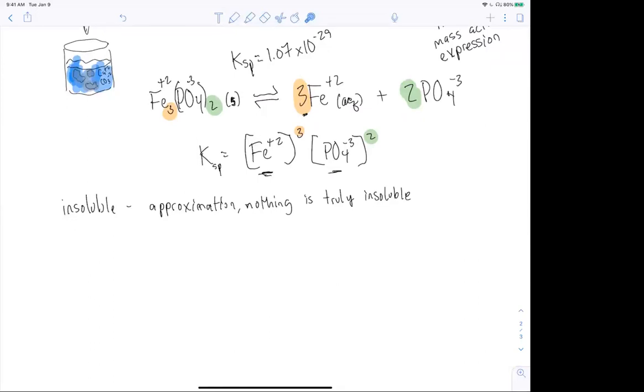All right. So anyway, insoluble things are not truly insoluble. Some of it is always going to be slightly soluble.